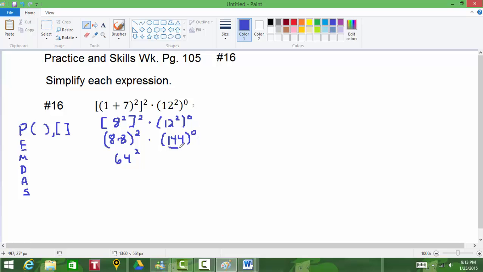But remember that any number raised to the 0 will get us a 1. So 144 to the 0 is 1, times a 1. And now we have 64 raised to the second. So 64 squared times 1 is 64 squared. Let's expand that out so we can figure out what that is.